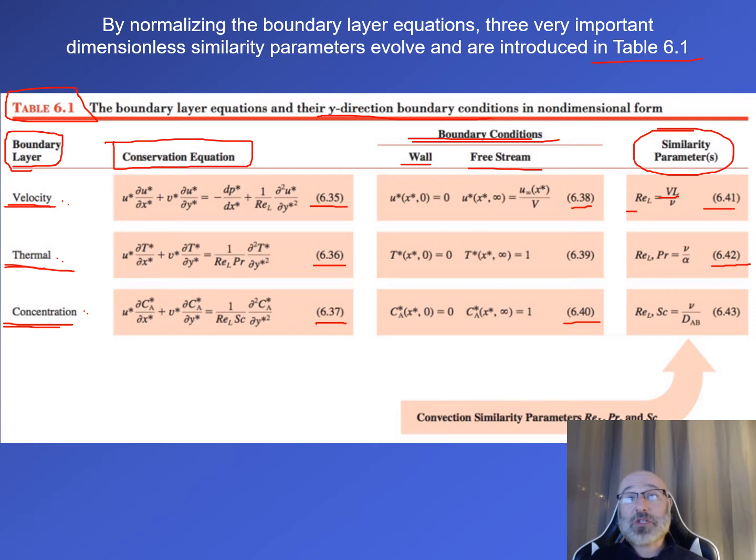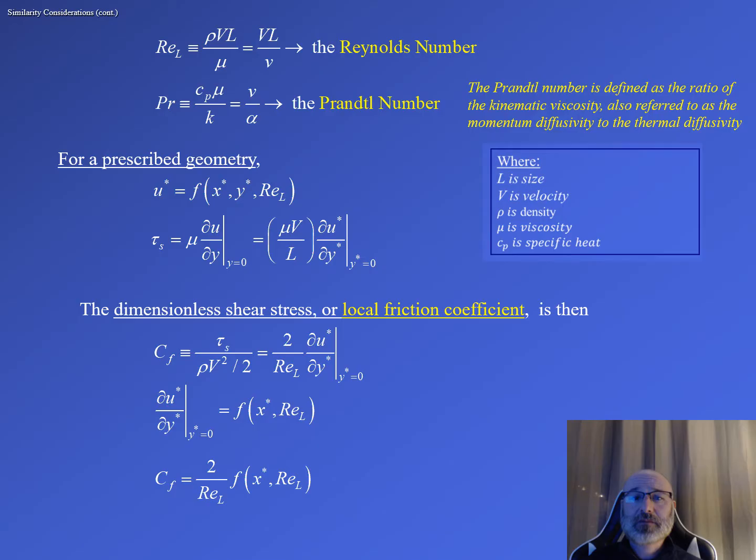And for concentration, we have our relationship shown in our equation right here in 6.43. So this is a great table to reference back to for all of these 3 different boundary layer conditions for velocity, thermal, and concentration to get our conservation equation, our boundary condition, and our similarity parameters. So now let's continue on with our similarity considerations.